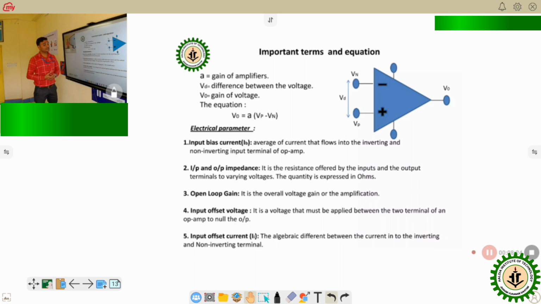Open loop gain is the overall voltage gain of the amplifier. The fourth is the input offset voltage. It is the voltage that must be applied between the two terminals of the op-amp to null the output, meaning the output should be zero for the particular input. So that is called the input offset voltage. Input offset current is the algebraic difference between the currents into the inverting and non-inverting terminals. This is known as the input offset current.